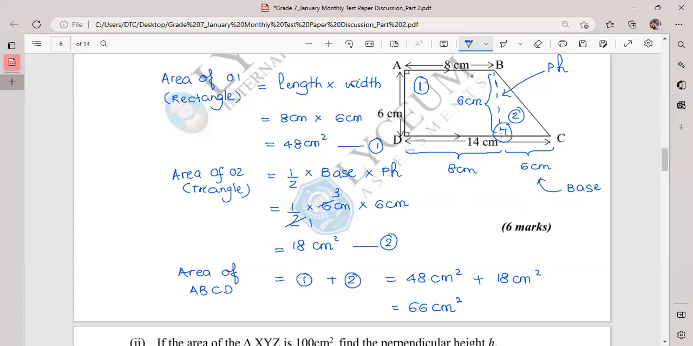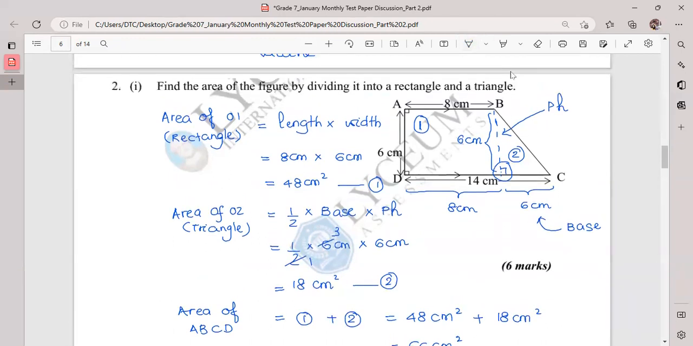When you look at this figure, you can understand this is a trapezium, right? When you go to grade 8, you will learn how to find the area of the trapezium. Therefore, you don't know the formula for that. Therefore, they have asked you to segregate this given figure into two parts, a rectangle and a triangle. And I numbered them 1 and 2.